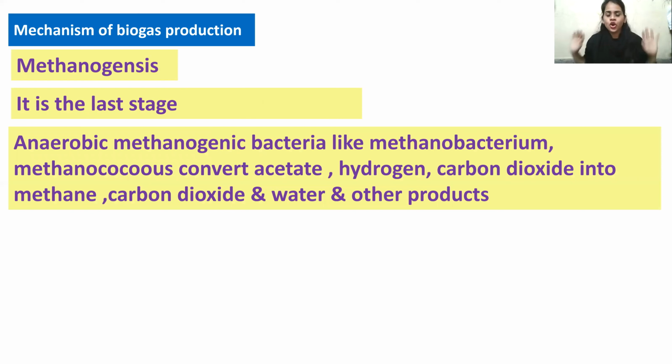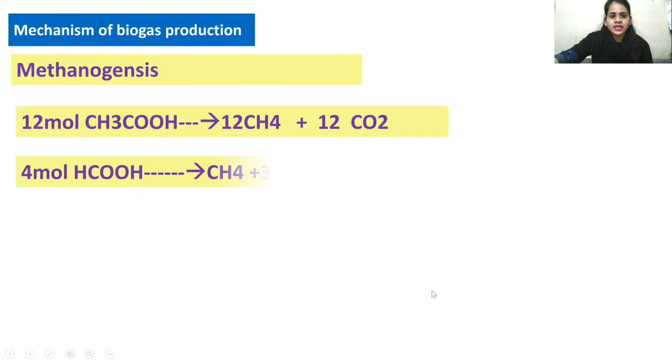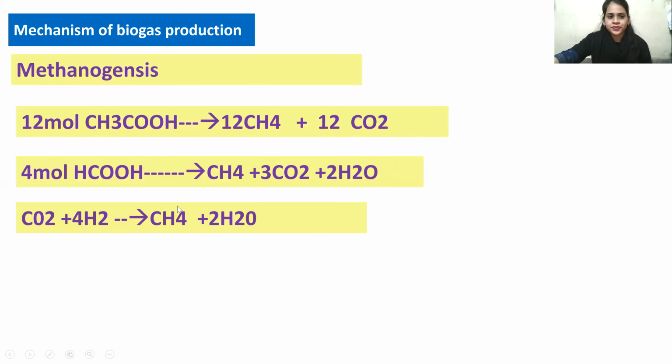Easily understood? Okay, so in the first step the carbs etc. broke down. In acidogenesis the simple organic substances broke down into acetate, hydrogen and carbon dioxide. In the third step, the same acetate, hydrogen and carbon dioxide were converted into methane, carbon dioxide, water and other products. Okay, so this is the chemical equation of methanogenesis, how it is taking place, and finally how methane is getting formed.